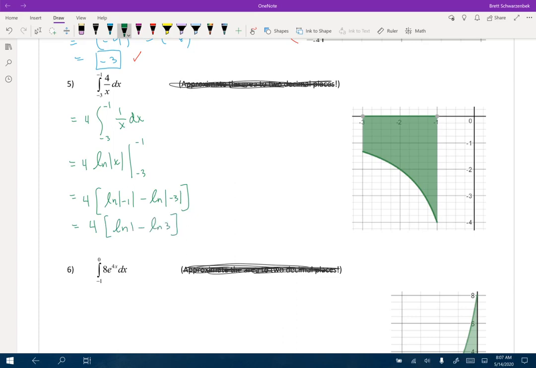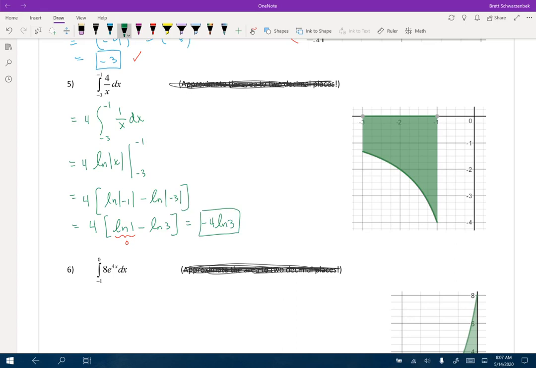One thing you might not remember, we have done it a couple times, but the natural log of 1 is an identity, and it's 0, just like the natural log of e is 1. So you're going to basically just get negative natural log of 3. So the answer to the problem is -4 natural log of 3. So if you're looking for the exact area, then this is going to be the answer.